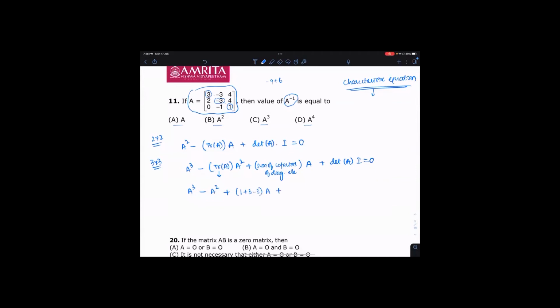Next, at last, determinant. What is det? You can find using the last two. 0 is there now. So 0 into, so that is 0 only. Next, plus 1 into 12 minus 8, which is 4, minus 1 into minus 9 plus 6 again, which is minus 3. Yeah. Sorry, last one plus. No? Yeah. 4 minus 3, which is 1. So it is I. So basically, a cube minus a square plus a plus I.